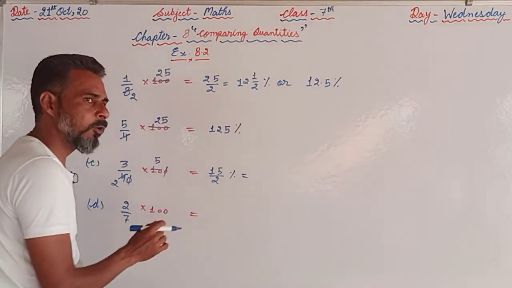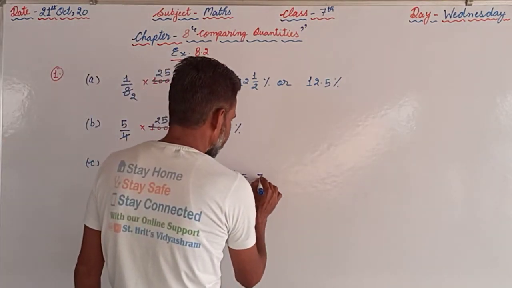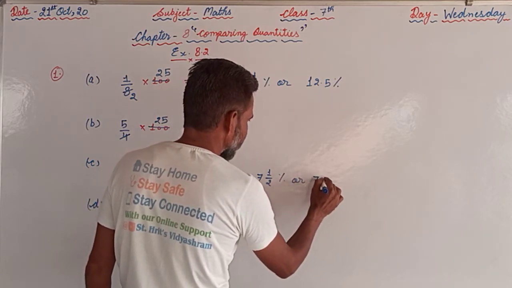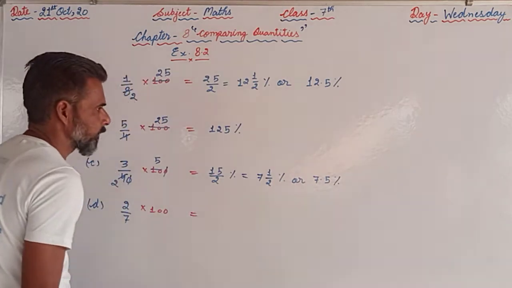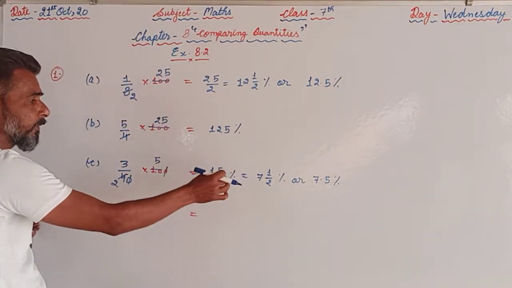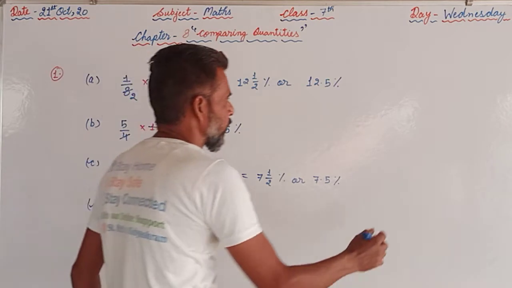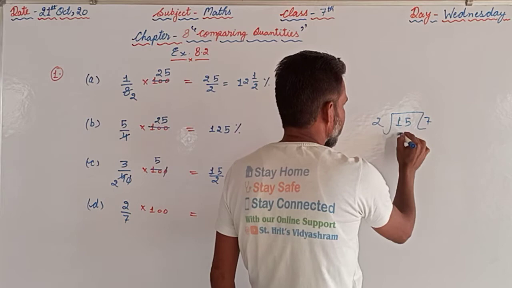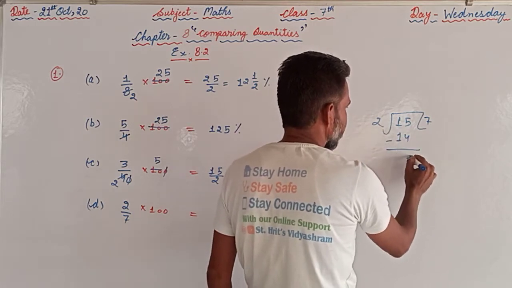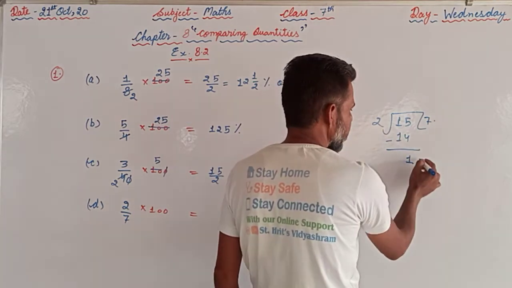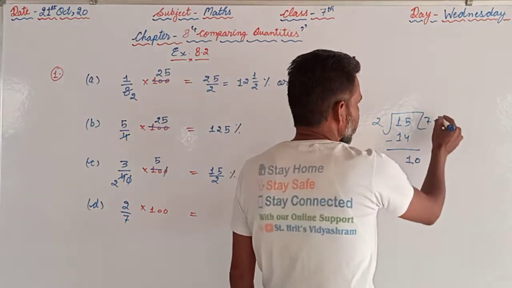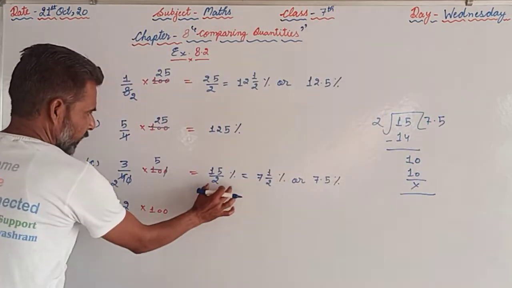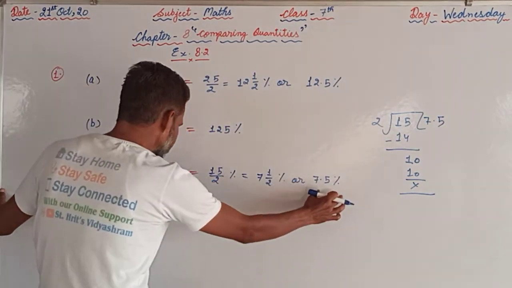We can convert that improper fraction into mixed. So 2 sevens are 14, 7.5%, or we can convert into decimal, that is 7.5%. How do we get 7.5% by dividing 15 by 2? 15 is divided by 2, 2 sevens are 14, and then we subtract, remaining is 1, nothing is there, so we put the decimal and we borrow a 0, and 2 fives are 10. So in this way we can convert that improper fraction into decimal form as well.